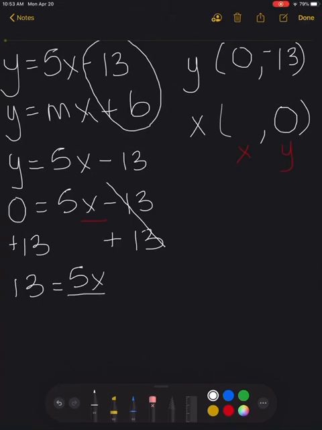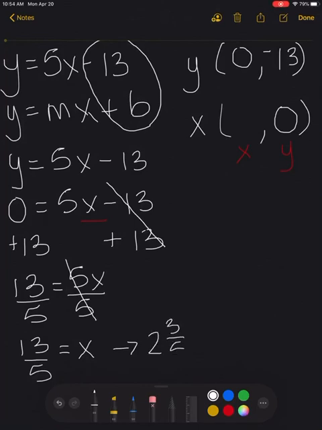And we're going to perform inverse operations again, which means we're going to divide both sides by 5. 5 divided by 5 is going to be 1, or simply x. And then 13 divided by 5 is going to still be 13 over 5, or 13 fifths. Now, we know that we can write that as a mixed number, and that's going to be 2 3/5, which is going to equal x, or our x-intercept.